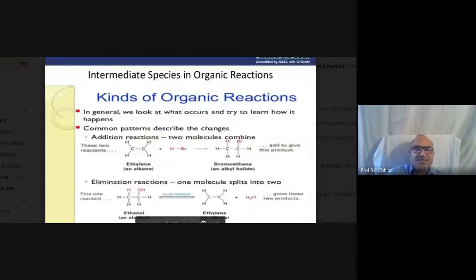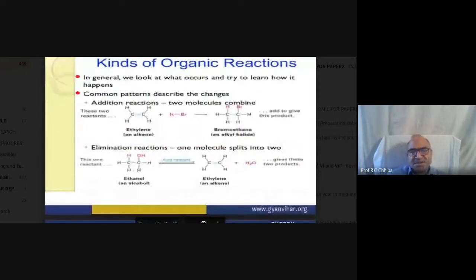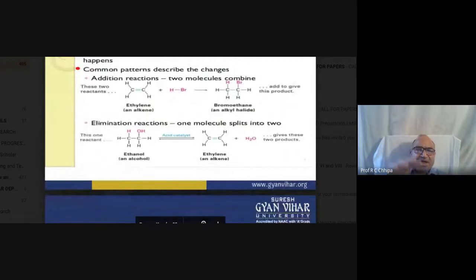So now we can say addition and elimination are a few examples. In general, we can look at what occurs and why, and try to learn how it happens. The common pattern describes the changes: addition reaction, elimination.